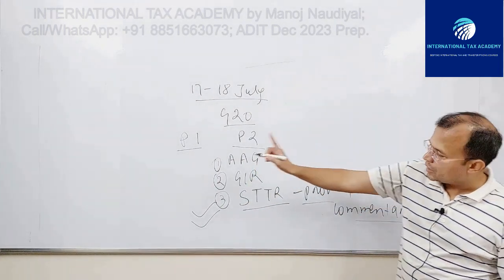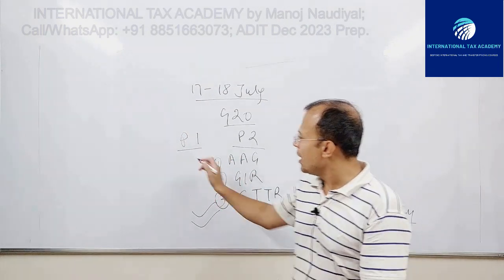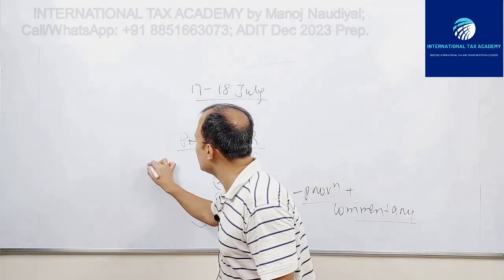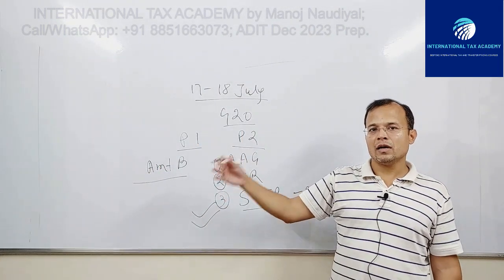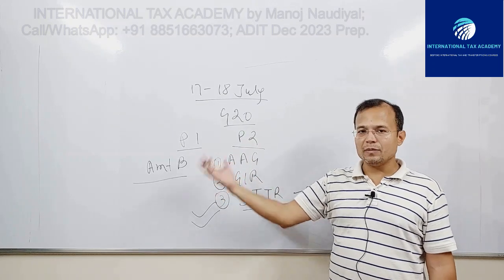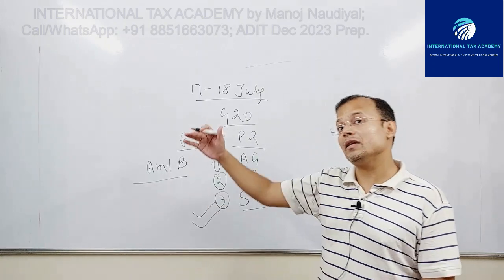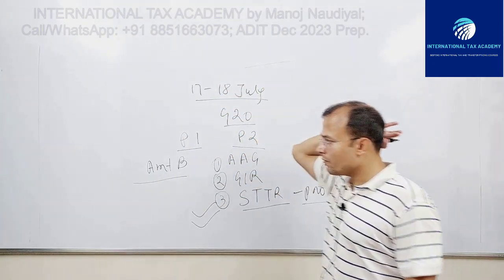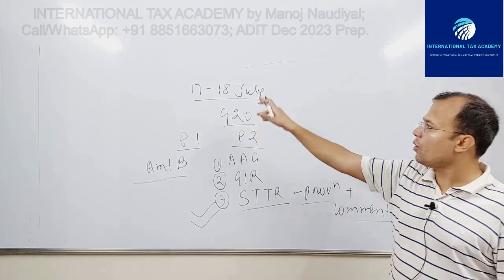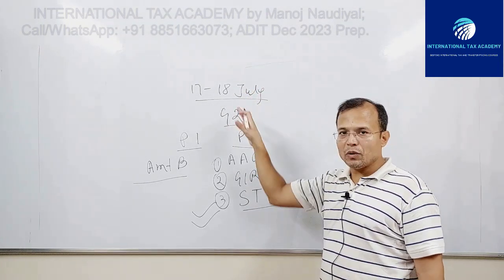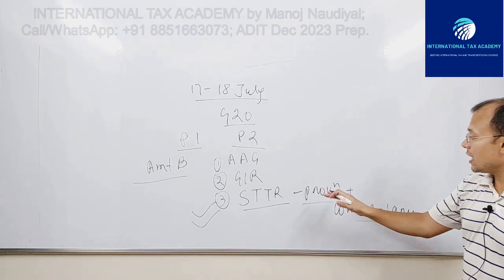plus commentary. There was one document which was released under the heading of Pillar 1, and that document pertained to Amount B, that deals with application, simplification and streamlining of application of arm's length principle to baseline marketing and distribution activities. That will be the subject matter of some other video. So these 4 documents were released by OECD on 17th and 18th of July in the G20 meet that was held in India. And the subject matter of this video is STTR, that is provision plus commentary.